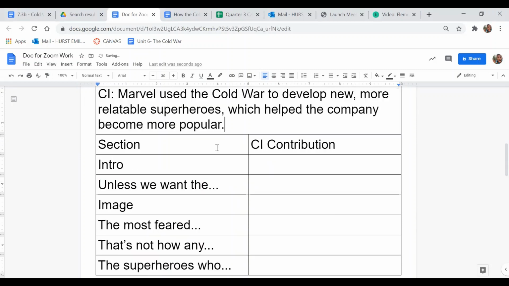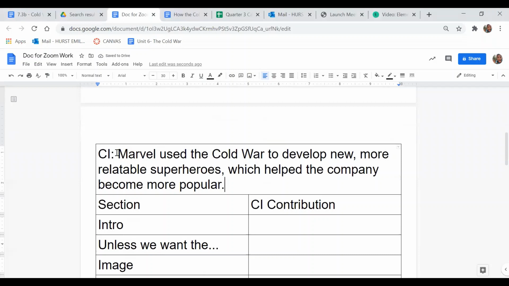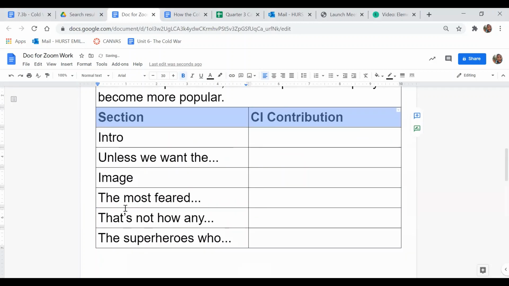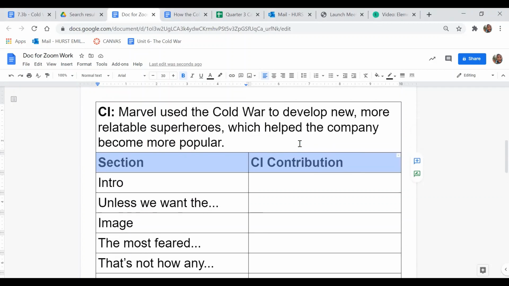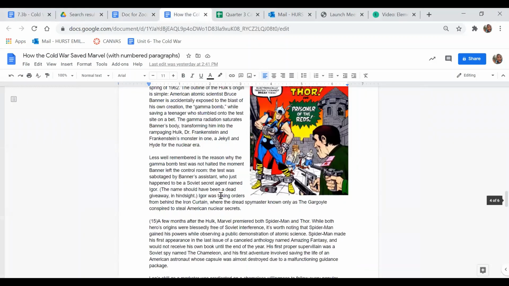So keep in mind that if you're struggling to come up with the central idea, look at the title, subtitles, things like that. So what we're going to do is look at each section and think, how do these sections contribute to the overall central idea? So what does it have to do with how Marvel used the Cold War to develop new, more relatable superheroes and how that helps the company become more popular?